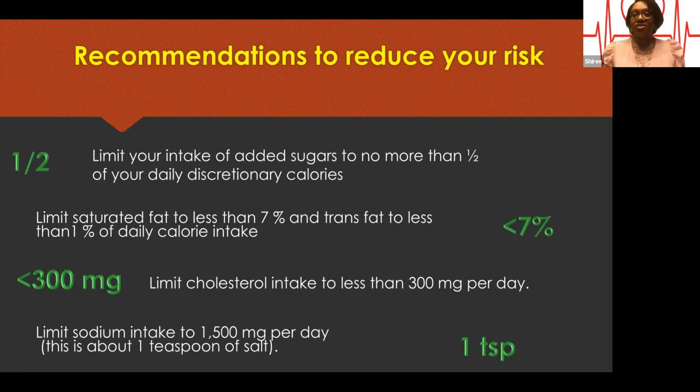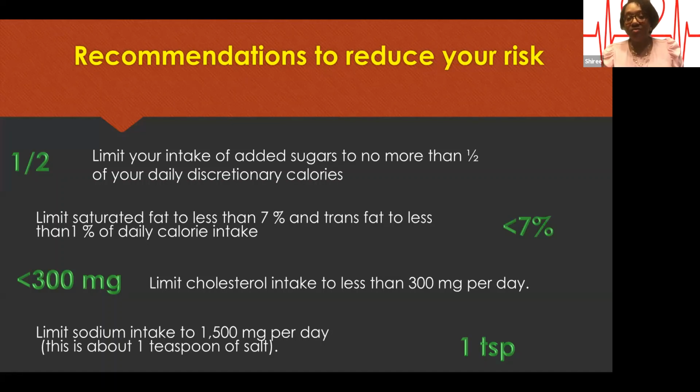So recommendations to reduce your risk: limit your intake of added sugar to no more than half of your daily calories, no more than half. So again, you have to be on the lookout for those sugars that you knowingly put in your body and those sugars that are hidden in some of the foods that you eat. So that's why it's a good idea to always read food labels.